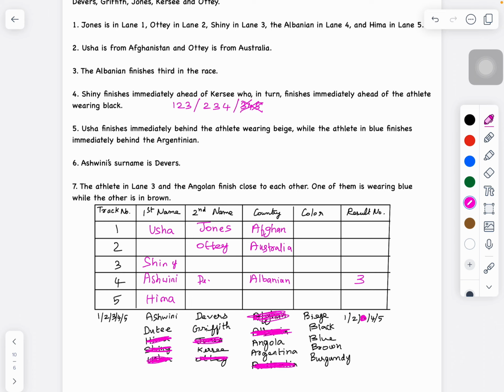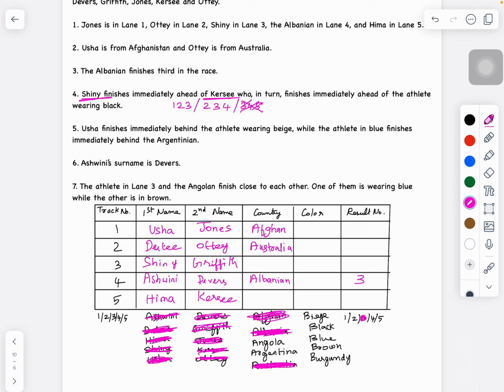So Ashwini, and here it is Devers. So which means this has to be Doti. And Griffith and Kersey are the only 2 names that we have filled. But we have a small hint. We see that Shiny finishes ahead of Kersey. So Shiny and Kersey cannot be in the same row. So this has to be Kersey and this has to be Shiny Griffith. So we have already matched the first name, second name to the track numbers, and we have matched a lot of countries and some one result.